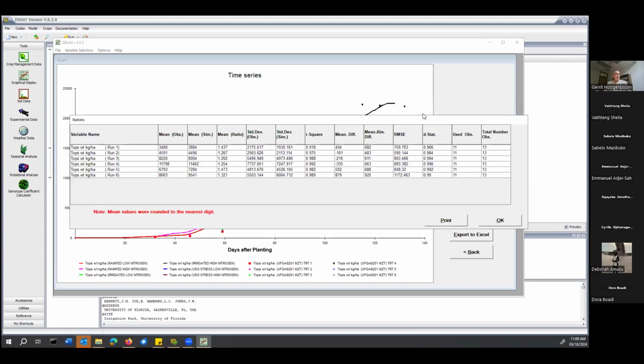a new box opens up, which shows the statistics for each individual treatment and variable. The one we really like to work with is called the D-statistic, which is good for time series analysis, where a value of 0 means very poor performance and a value of 1 means perfect performance. We can see here that for the 6 treatments, we have a value as high as 0.996 for run 4, and a value as low as 0.984 for run number 2. So we have very good statistics when we look at these time series simulations.